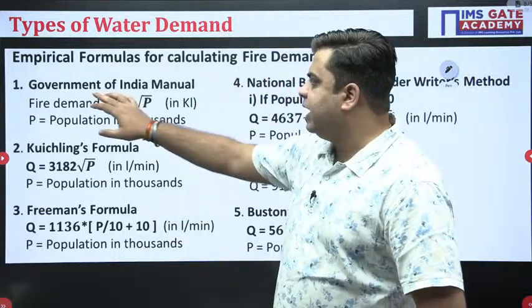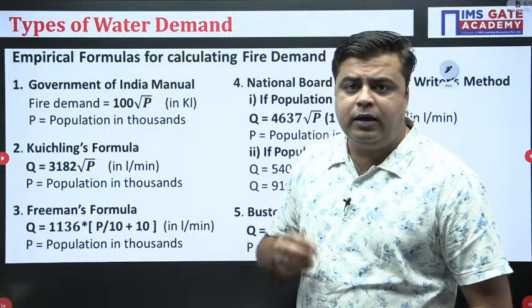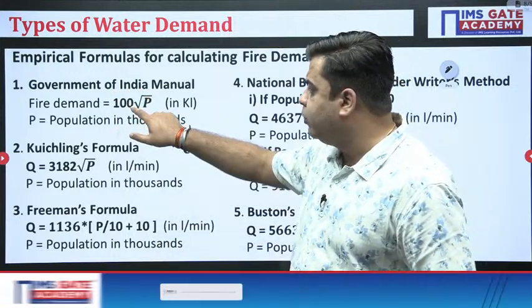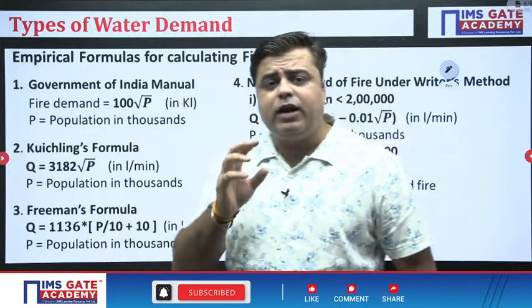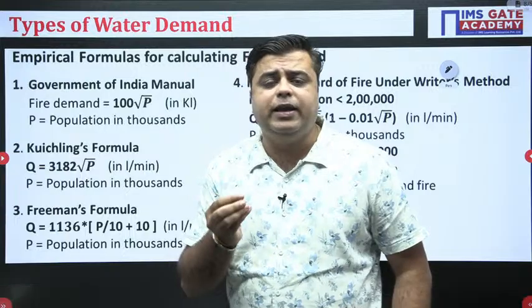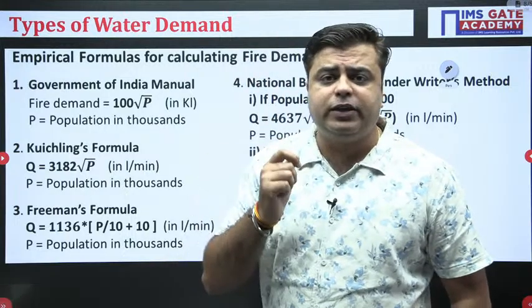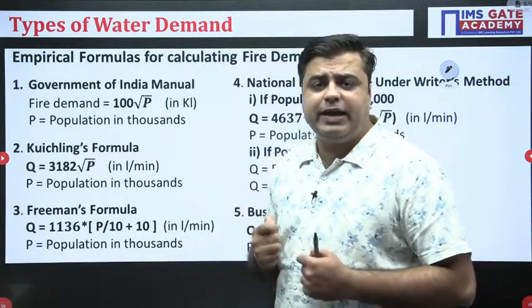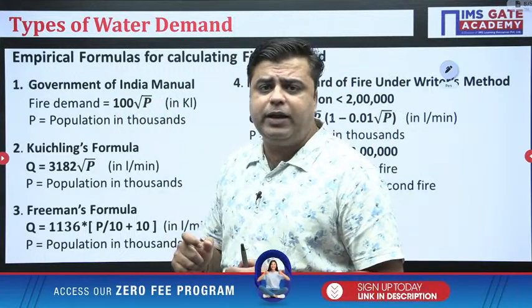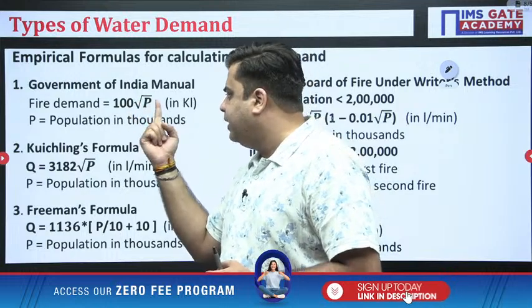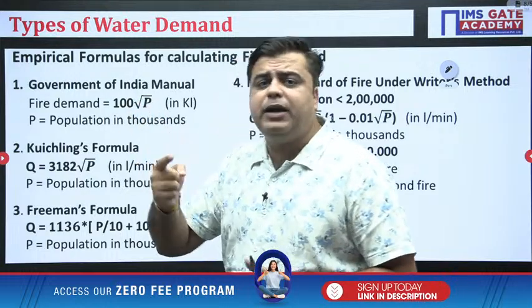First one is, as per Government of India manual formula, fire demand is equal to 100 root P, where fire demand is calculated in kiloliters. Whenever you have the empirical formula, units are very important: in which unit you are substituting the values and in which unit you will get the answer. So for the Government of India manual formula, fire demand is equal to 100 root P, where P is the population of the community in thousands.